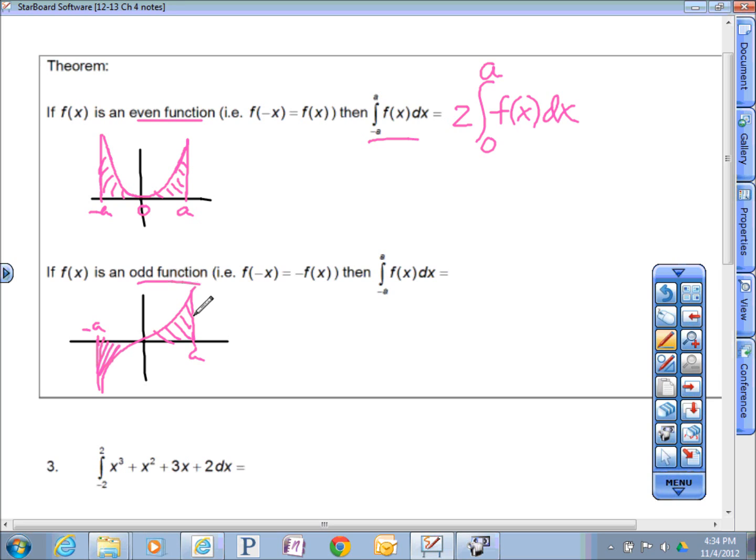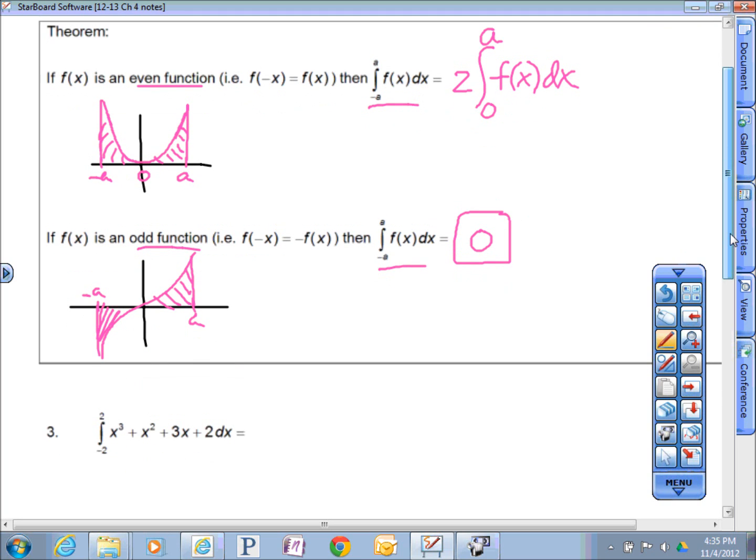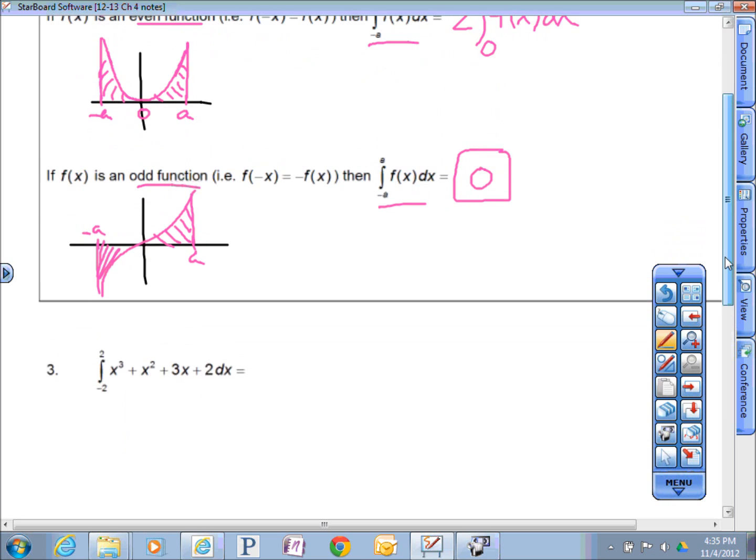So if that's the case, if I'm supposed to integrate from negative a to a for an odd function, those two areas are always going to cancel each other out. So if you're integrating an odd function from negative a to a, that area is always going to be 0. So there's two nice little shortcuts right there, but you've got to be able to recognize an even and an odd function. So let's look at problem number 3.